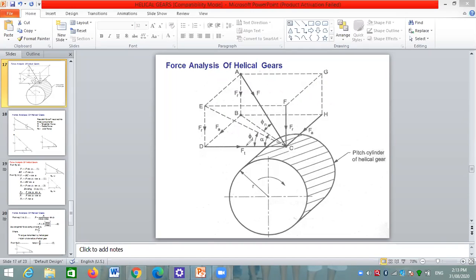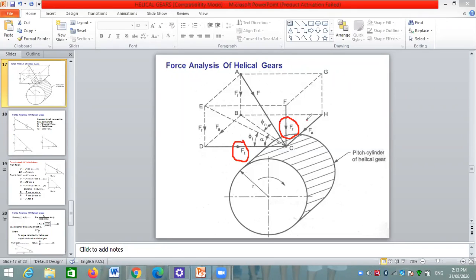That is, one is the tangential force, which is denoted by Ft, which is always tangent to the pitch circle at the pitch point. Ft is the tangential force which is tangent to the pitch circle at the pitch point. Another force is the radial force Fr, which acts downward, or acts towards the center of the gear, and it tends to separate the gears.